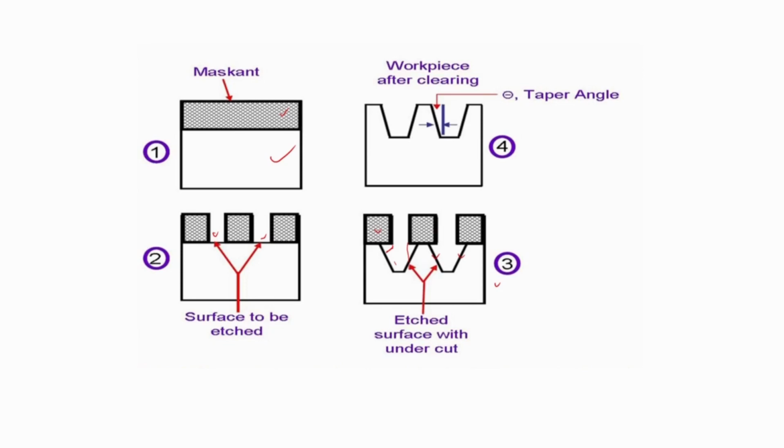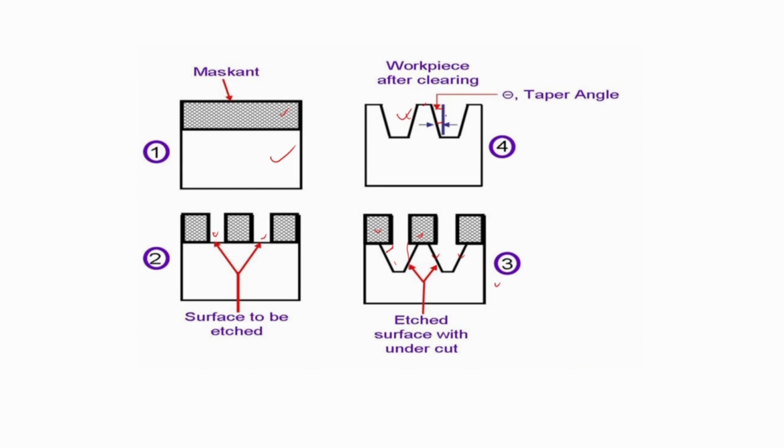Here you can see the maskant is attached on the workpiece surface where we don't want any machining. In this area we don't want any machining, so the maskant is attached. Now after that, this maskant is removed from the workpiece. Here you can get the final machined surface. Whatever maskants are there are removed. So here this is the tapered angle. This is the disadvantage of this process. This kind of tapered surface is generated, and this kind of overcut is generated.